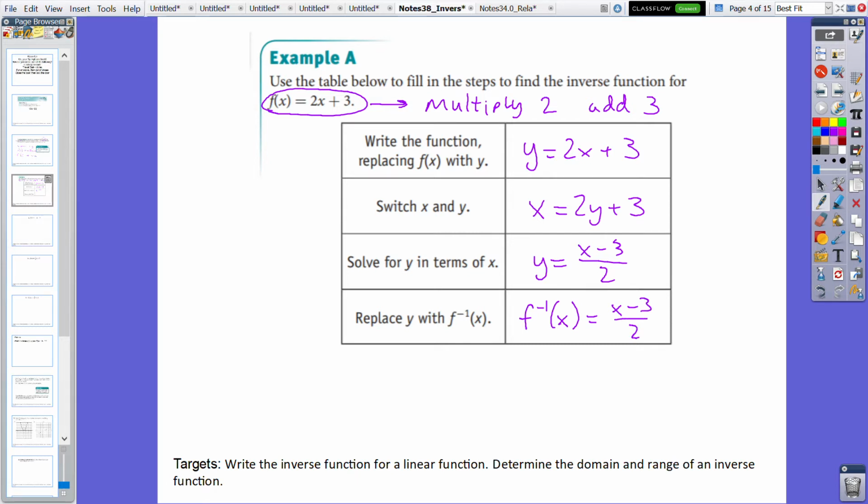Now let's keep our order of operations in mind here. What we're essentially doing is subtracting 3 in the inverse, and then we're dividing by 2, which is the exact opposite, not only in operation, but also in order of our original function. And there's a reason for that. Okay? That's how we find the inverse. It's basically the undoing of the original function.